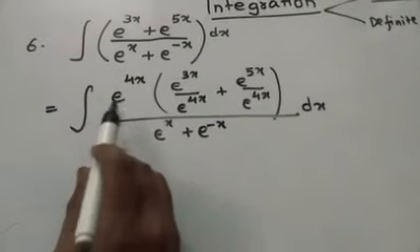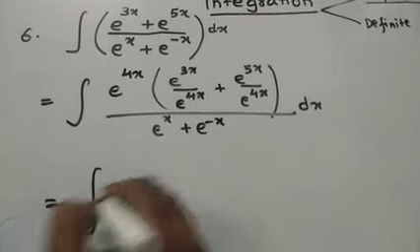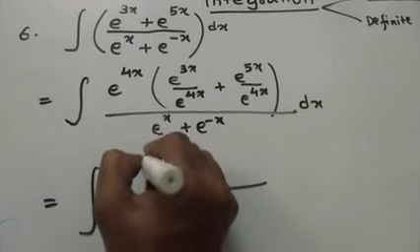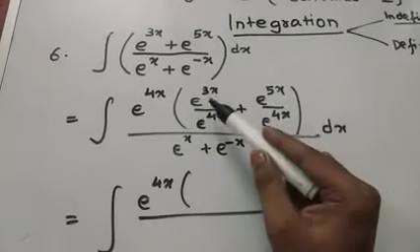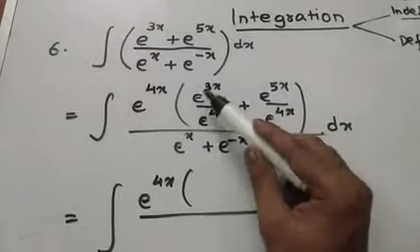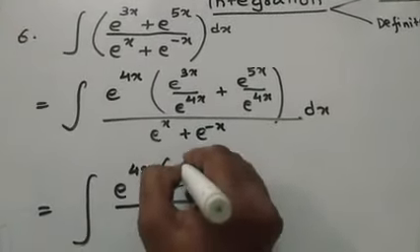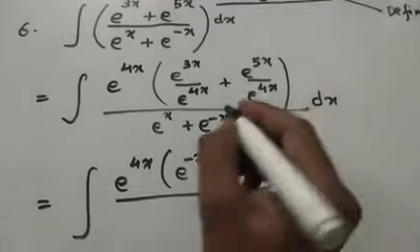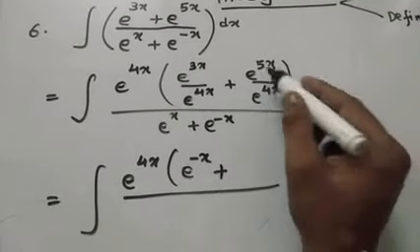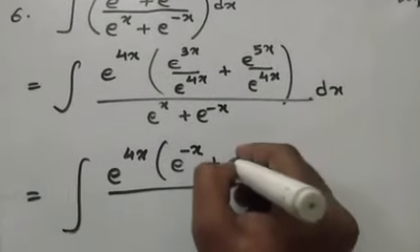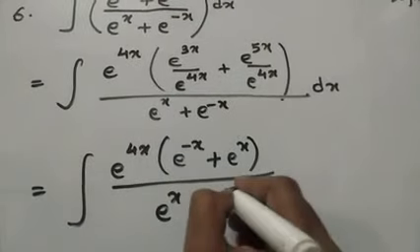Clear? Taking common means dividing each term by that factor. Now integration over e to the power 4x. Now question number 5, if you follow the question number 5, we have done e to the power 3x by e to the power 4x. We have simplified this. So by that simplification we will get here e to the power minus x plus e to the power 5x by e to the power 4x. We also have done this simplification, and from here we get e to the power x, and denominator e to the power x, e to the power minus x.